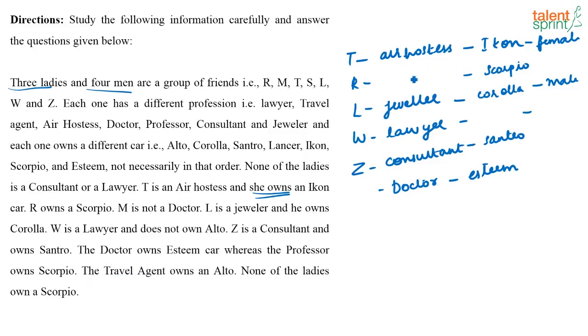So who is the professor? So this is the professor. He owns a Scorpio. So that is the professor. R is the professor. The travel agent owns an Alto. So I have a travel agent who owns the Alto. None of these ladies own a Scorpio. So what does that mean? R is a male person, right? A person who owns the Scorpio is not a female, so it's a male member. Now next, none of the ladies is a consultant or a lawyer. So this lawyer is also male, consultant is also male.